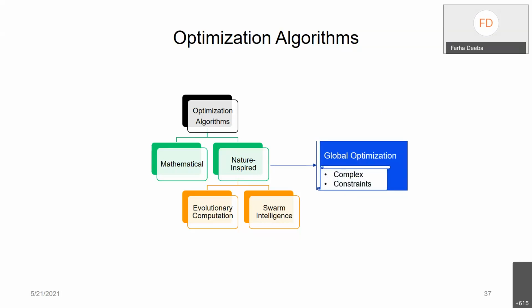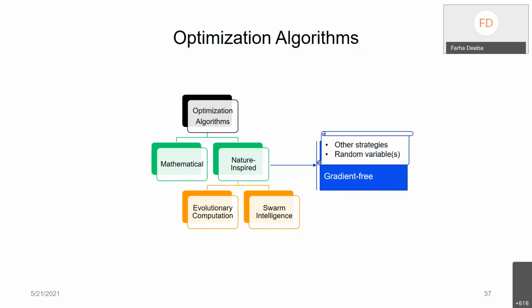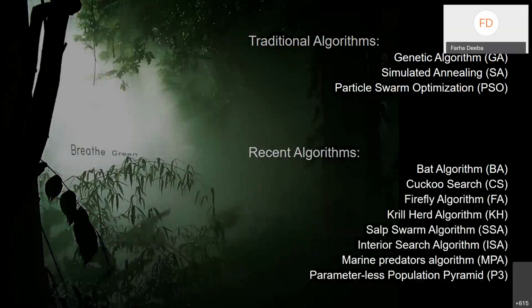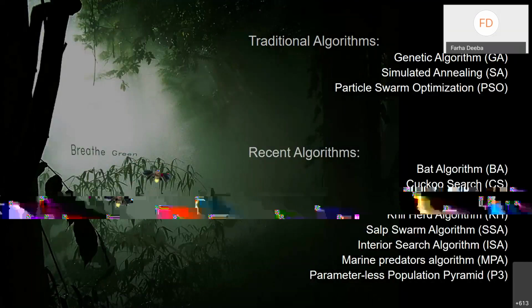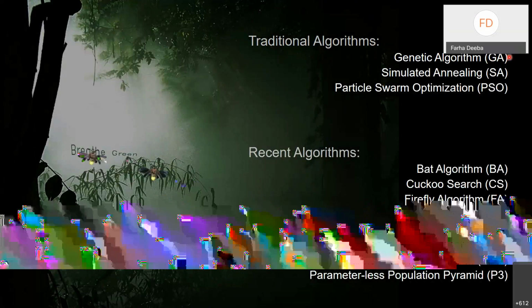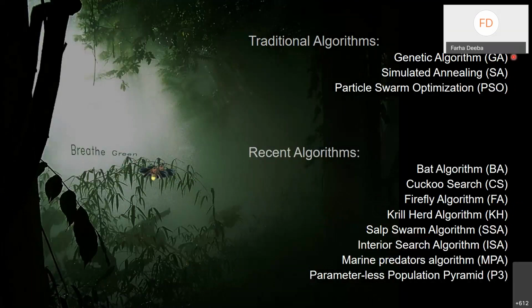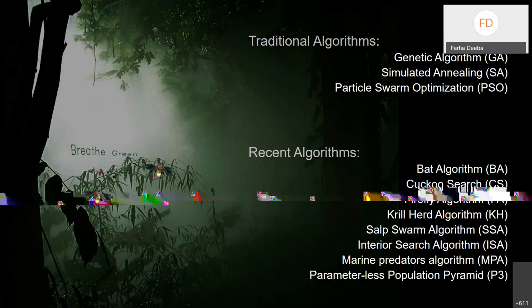These algorithms are global, and they cannot get trapped in local minima very easily, and they usually use random variables. So they could also be considered a sort of stochastic optimization algorithm. There are some algorithms which are already very well known, and you can find them everywhere, in Python and in the MATLAB global optimization toolbox, like genetic algorithm, simulated annealing, and particle swarm optimization. And there are some others that were proposed recently. I've listed some of them here.